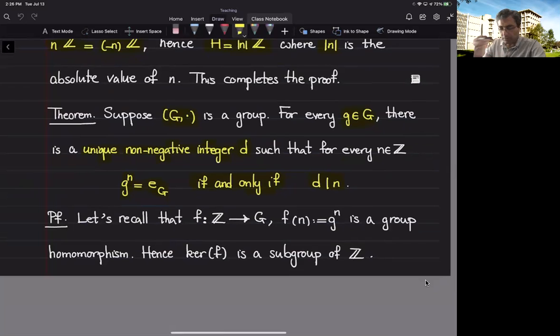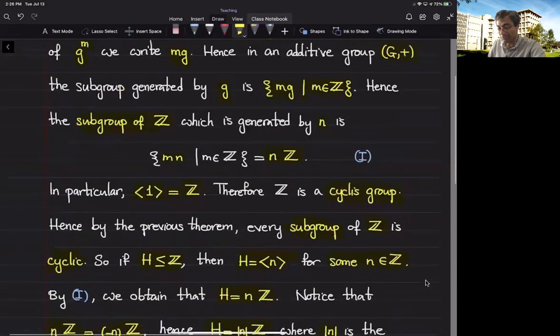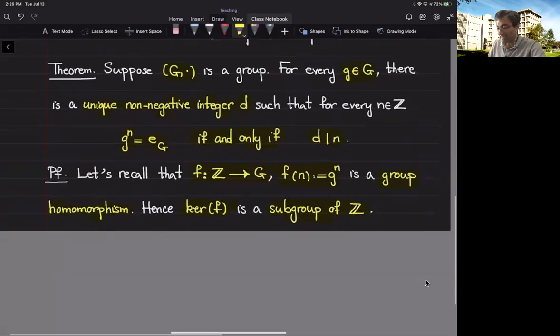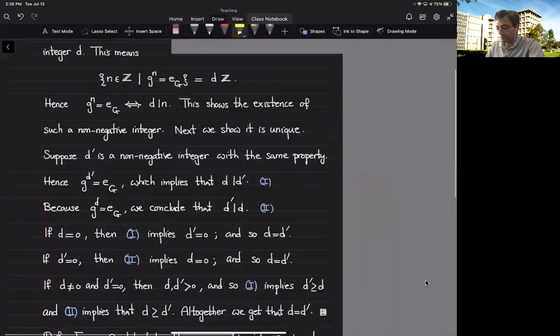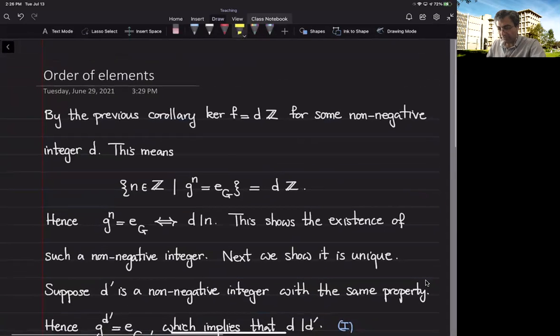Okay, so let's recall that this exponential function is indeed a group homomorphism. So f from Z to G that sends an integer n to g to the n is a group homomorphism. And therefore, its kernel is a subgroup of the domain. That means it's a subgroup of Z. Now, in the previous corollary, we proved that every subgroup of Z is indeed of the form dZ for some non-negative integer d. So by the previous corollary, the kernel of f is of the form d times Z for some non-negative integer d.